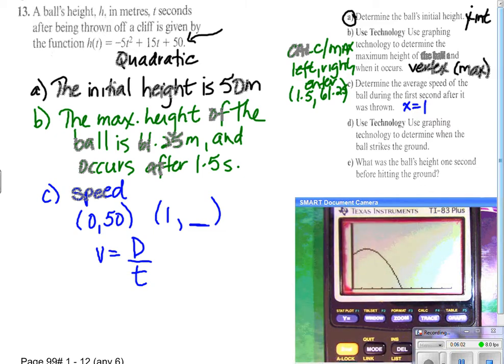All right. We go to the calc button. The first option is value.